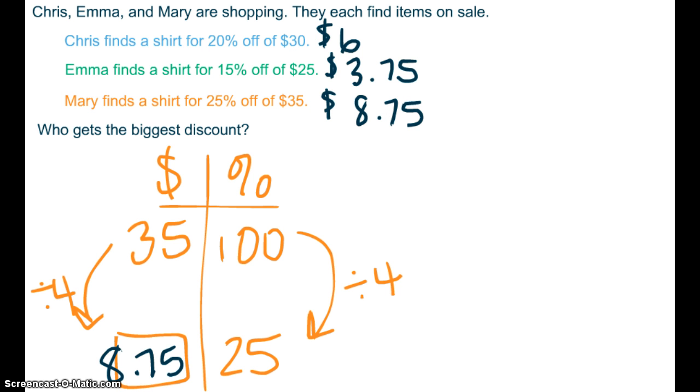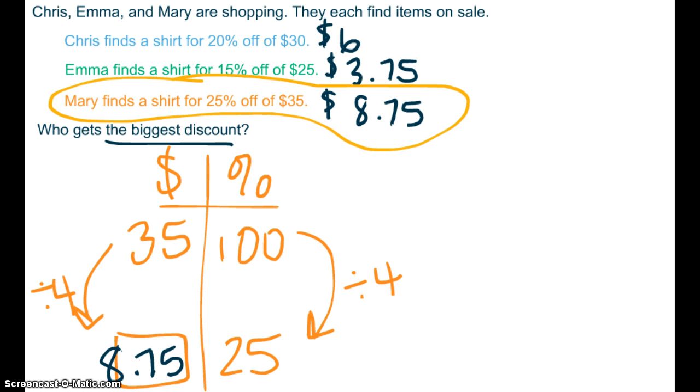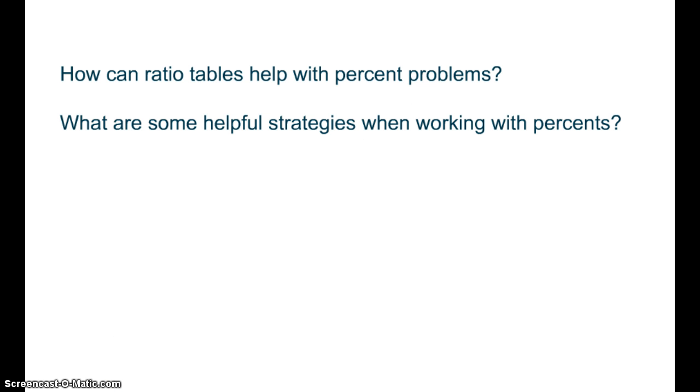Alright, so who gets the biggest discount? Mary gets the biggest discount. She gets $8.75 off of her item. She has saved the most money. She also spent the most money; her item started at the most expensive item, but when we're just looking at the amount of the discount, $8.75.